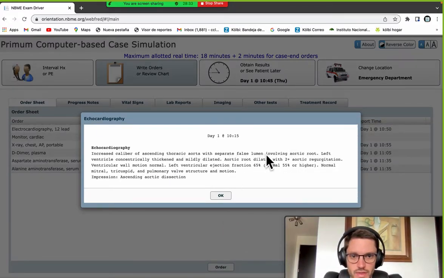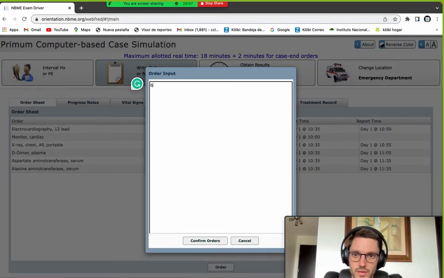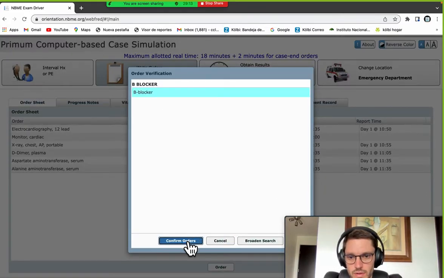There it is. It's an aortic dissection. Left ventricle concentrically thickened and mildly dilated. That's why aortic regurgitation. So we got the diagnosis, high ejection fraction, but don't be confused because this is initially increased due to the aortic regurgitation. Okay, ascending aortic dissection. So we want to treat this with beta blockers. She is tachycardic, so let's order beta blocker. Let's see what happens.